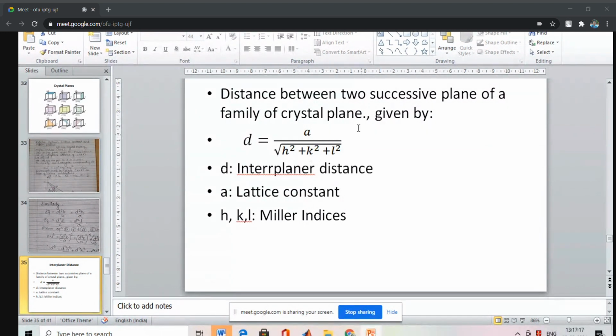So you will remember this. d is equal to A upon root h square plus k square plus l square. From that, we will solve the numerical problems. d is interplanar spacing, A is the lattice constant, and hkl are Miller indices of the plane.